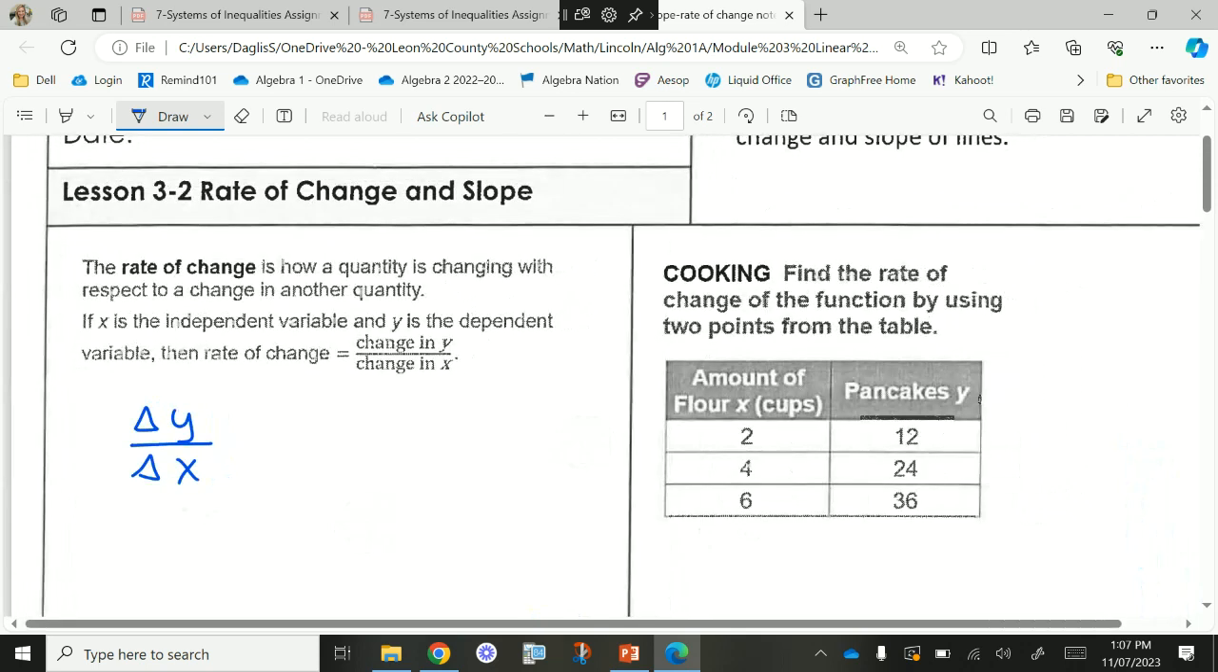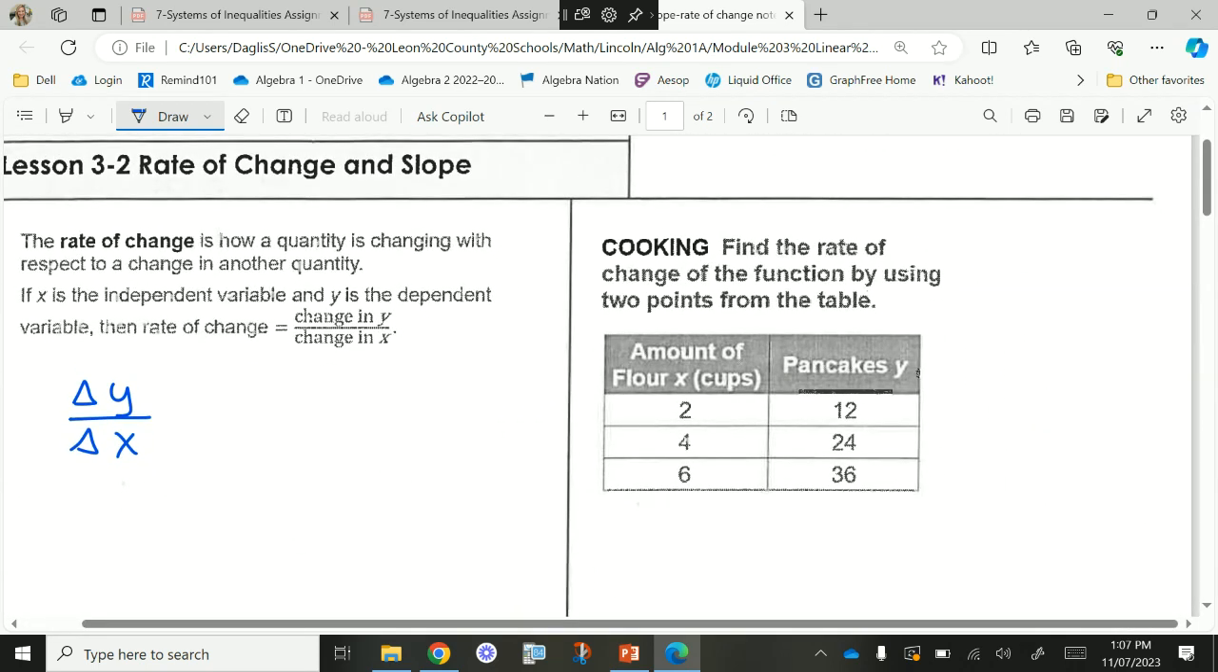So let's look at our first table. We have cooking. Find the rate of change of the function by using 2 points from the table. It doesn't matter which two. They gave me 3, right? It doesn't matter which 2 you pick. What do you want to do? The first 2? Is that okay? First 2 points?